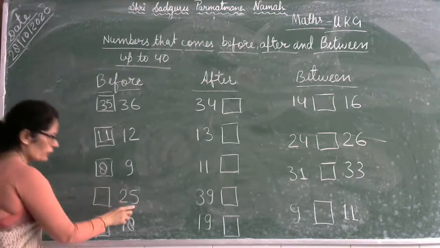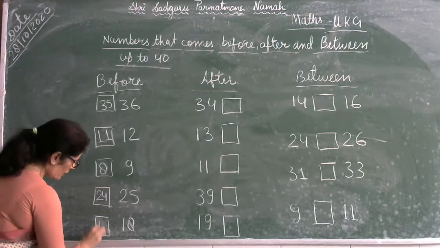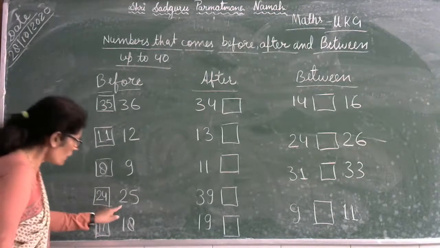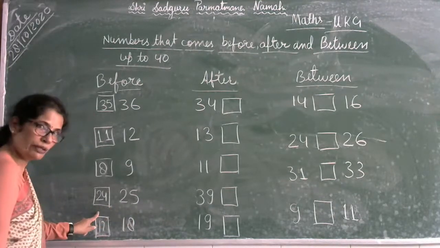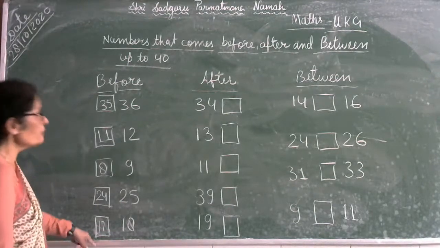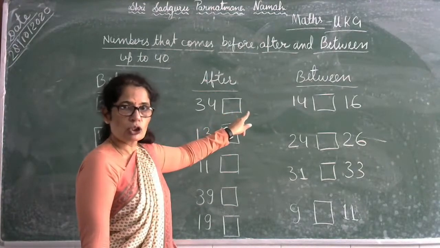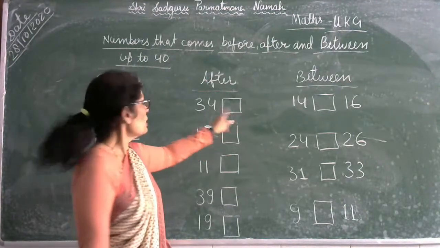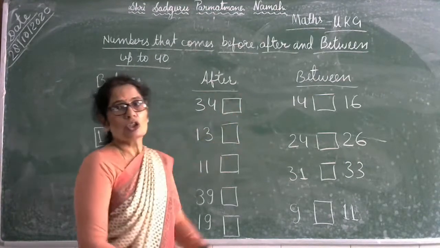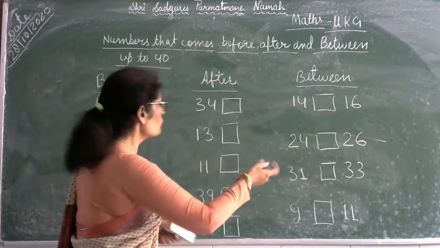Here before 25 it is 24 and before 18 it is 17. So we can see the number that comes just before 25 is 24, and the number that comes just before 18 is 17. Here I make the blanks after the number. So this time we have to write the number that comes just after. This time we have to read the counting forward.